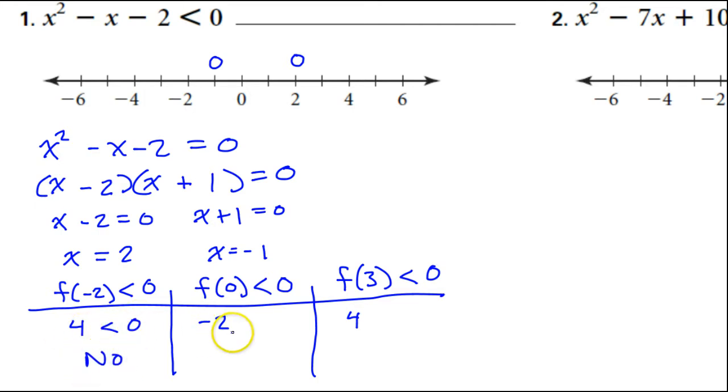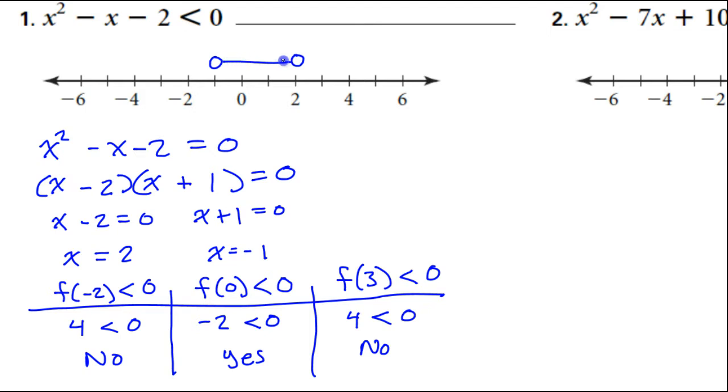No. So that tells me that's not a solution. Is -2 less than 0? Yes, it is. That tells me this is a solution. And of course we already spoke of 4 and how it is not less than 0. So this yes that we got, -2 is less than 0. That tells us that this is a solution. 0 is a solution. That means any point in this interval is going to be a solution.